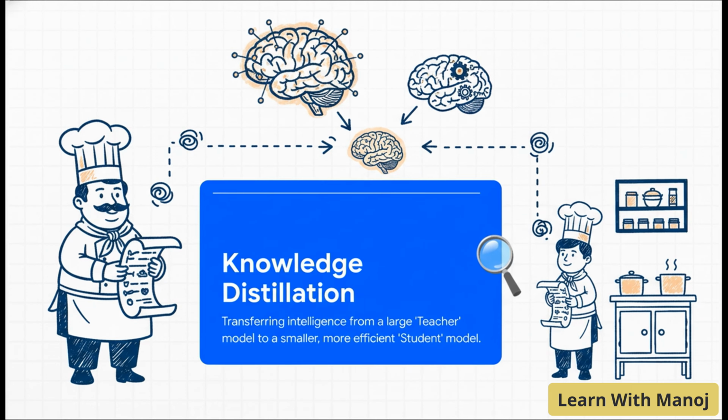Okay, picture this. It's like a master chef who has spent a lifetime perfecting their craft. They can't just hand over their entire kitchen, right, or their decades of experience. So instead, they write down their best, most simplified recipes so a junior cook can make those same amazing dishes, but in a much smaller kitchen. That is exactly what's happening here.